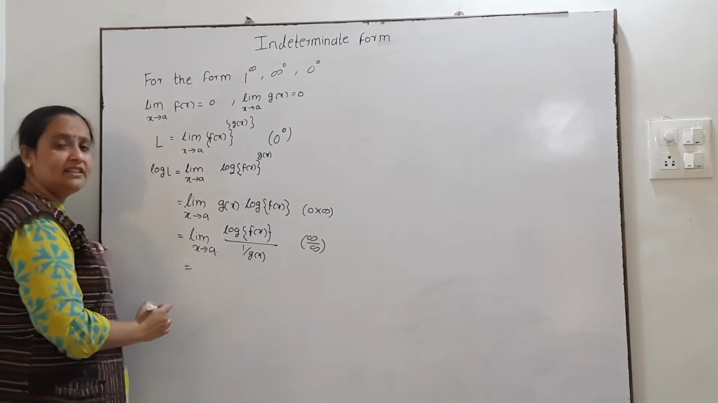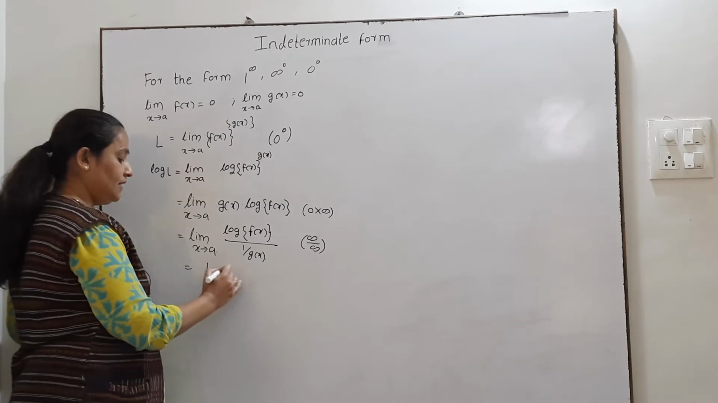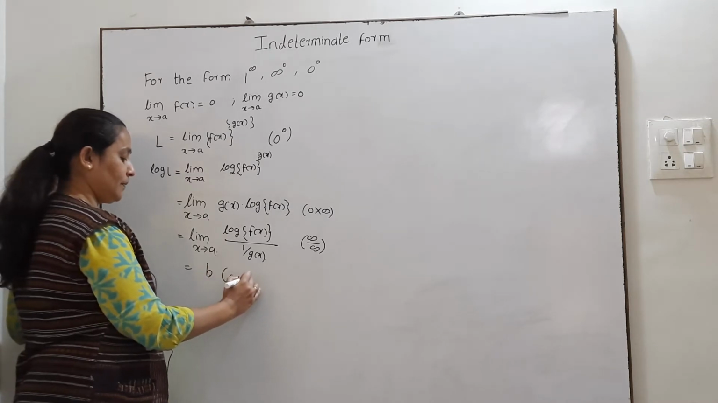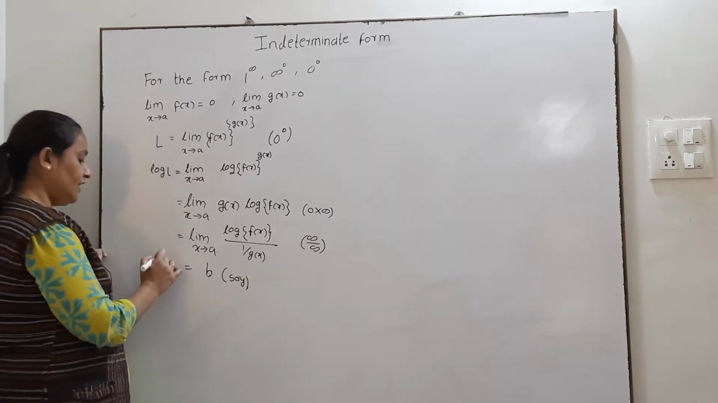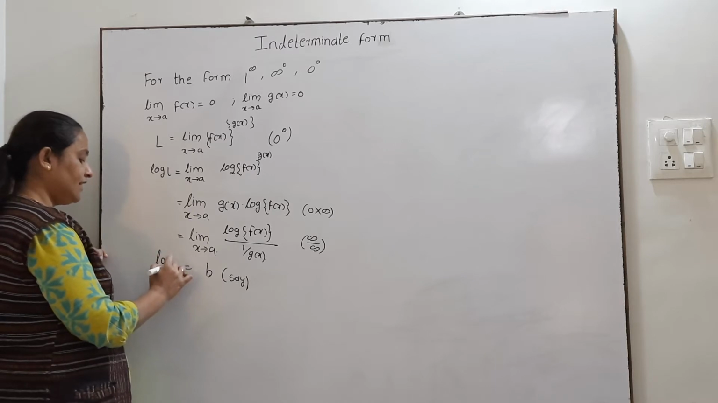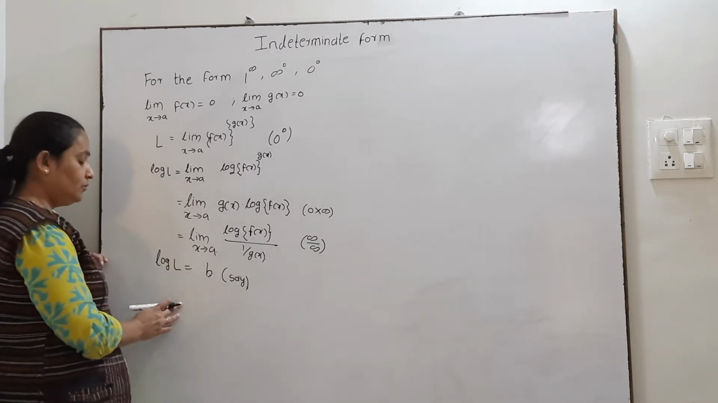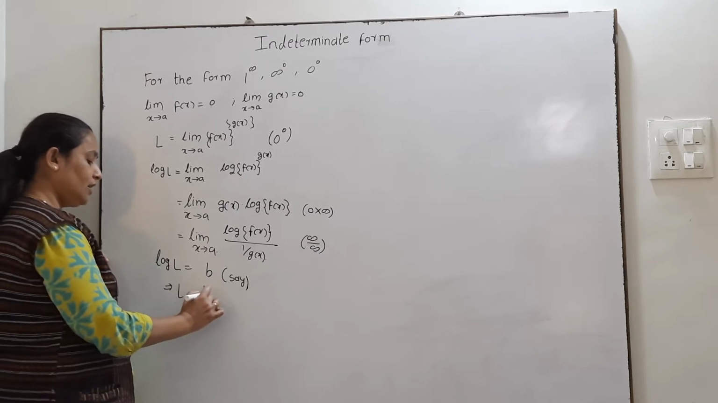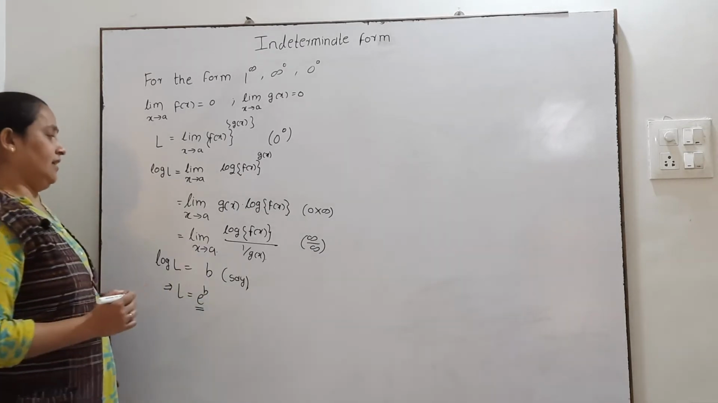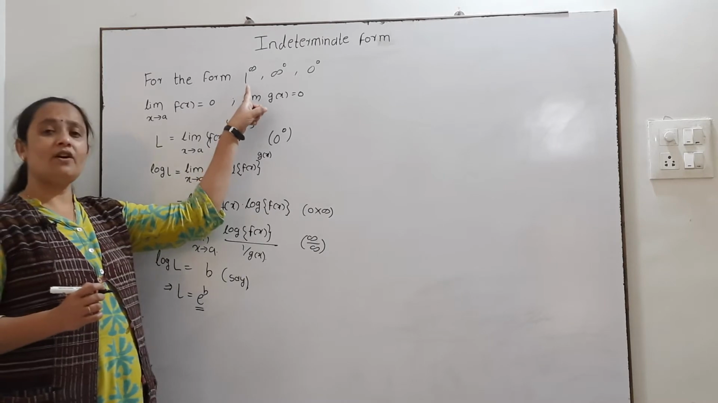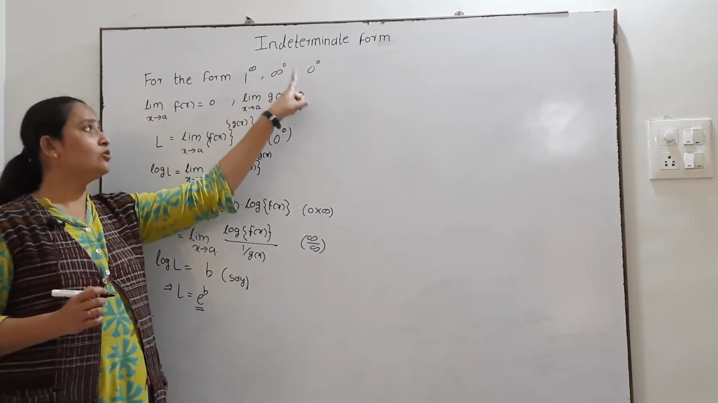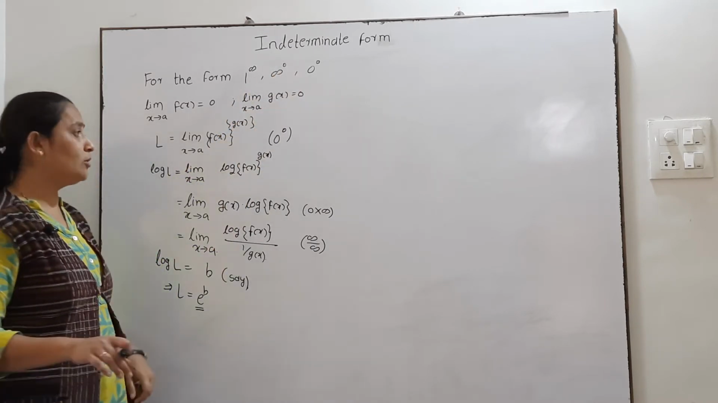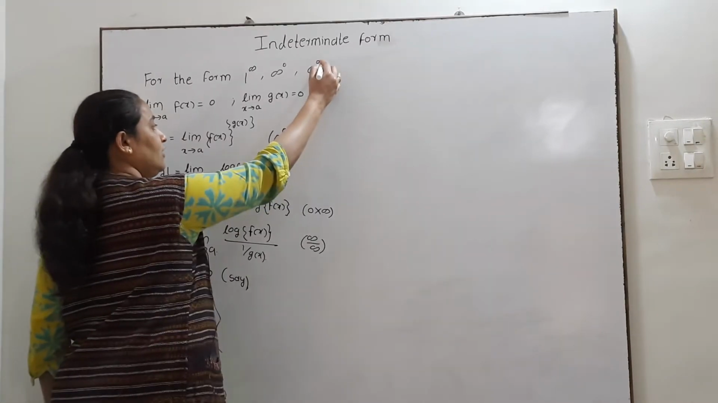Suppose I find its limit and assume its limit as b. This is your assumption. So you are getting the finite limit. You have on the left hand side log L is equal to b. So your final answer will be L is equal to e raised to b. This is the procedure to solve 1 raised to infinity, infinity raised to 0 and 0 raised to 0. The procedure is common for all these three forms.